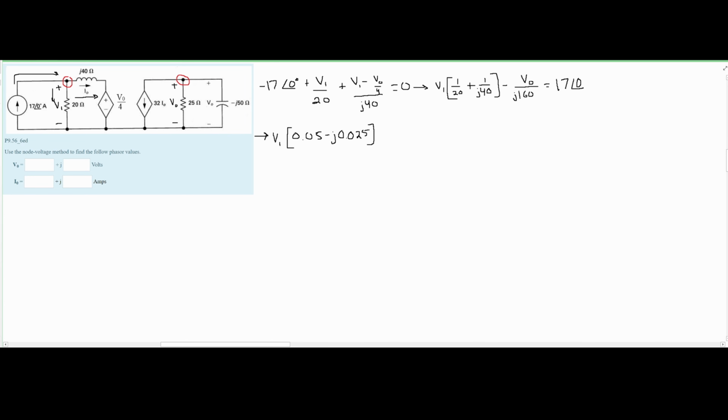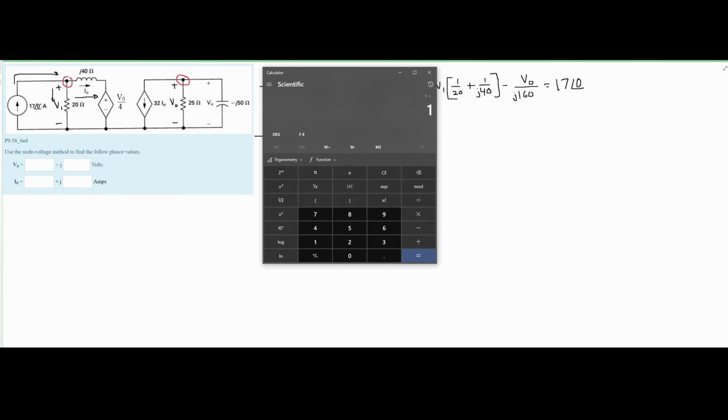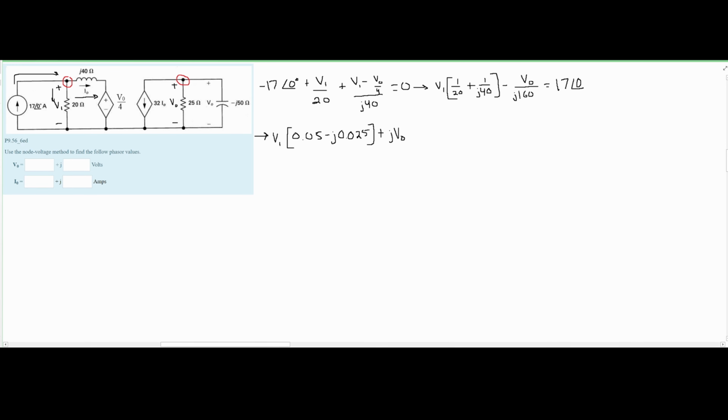And that's how we can get the j to the numerator from the denominator. We're going to do the same thing with our V0. We will have a plus, because if we flip the j, we'll have a negative j, and a negative times a negative is a positive. That's why we have a positive here. And then we're just going to have our j times the V0 times 1 divided by 160, which is 0.00625. And this is the equation for the first part.